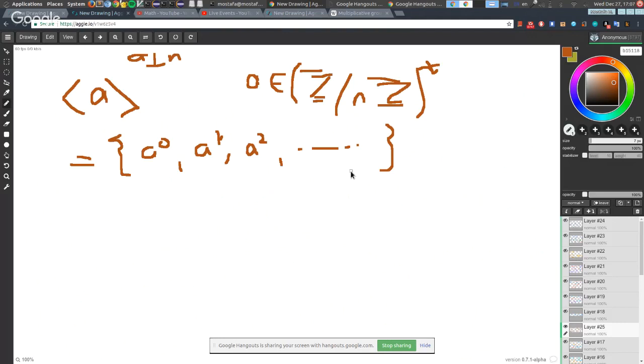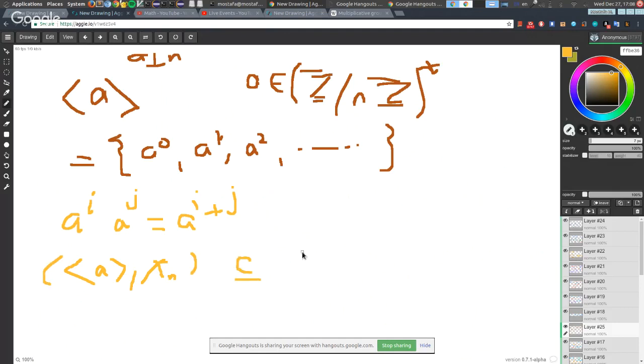As we can see, the powers form a subgroup, as we stated earlier. This is because any power of A still exists here. If we multiply any two different powers of A, it's still a power of A. We have A^i times A^j, which corresponds to A^(i+j). So it means that it satisfies the closure axiom. So the elements generated by A, taking the multiplication mod n, form a subgroup of this set.